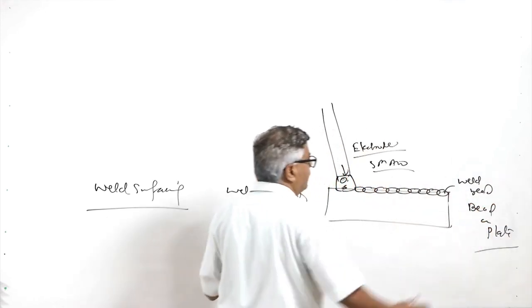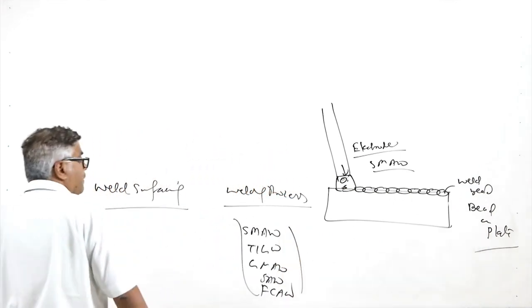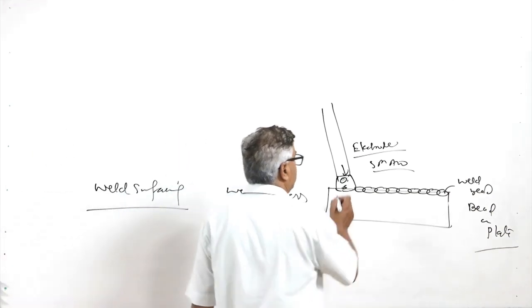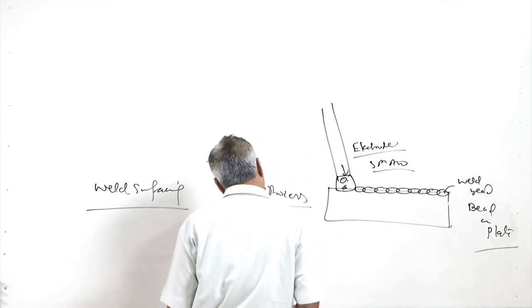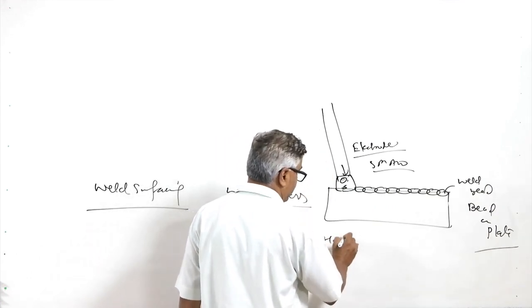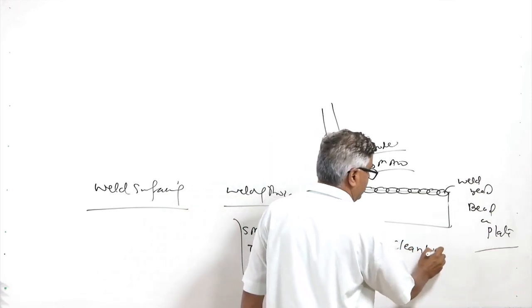Basically it will be covering the surface of the substrate to apply the layer of the material which is to be deposited. Depending upon the process, it offers different heat input and cleanliness of the weld.